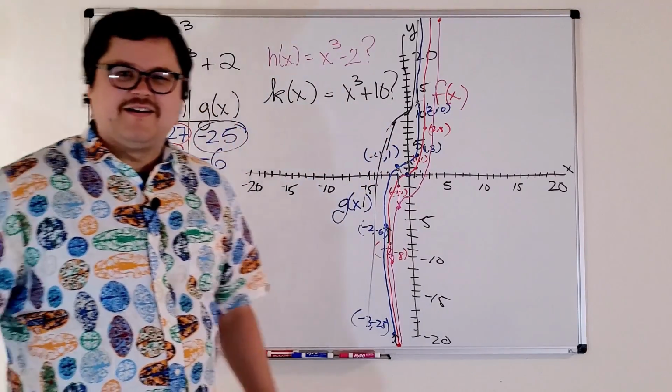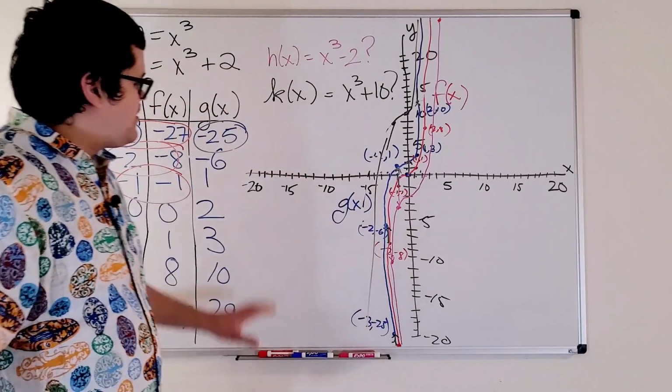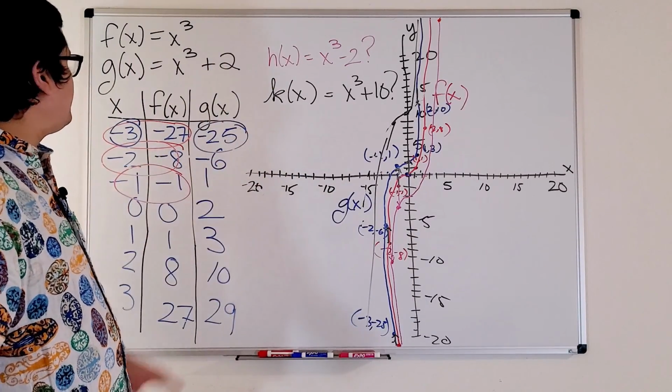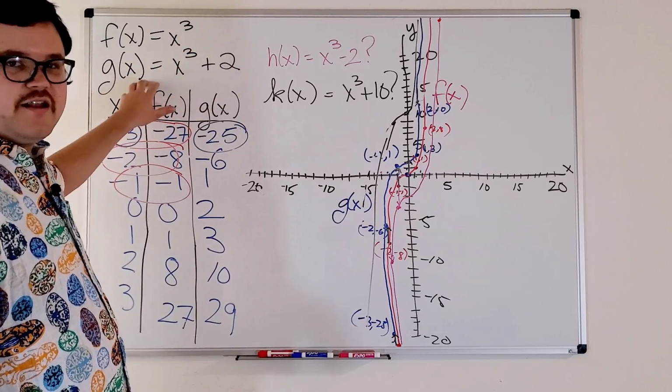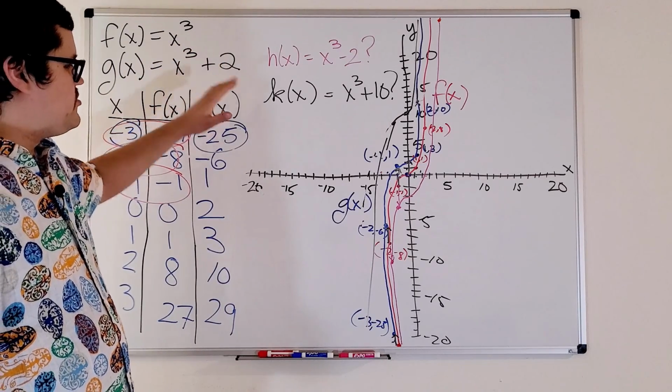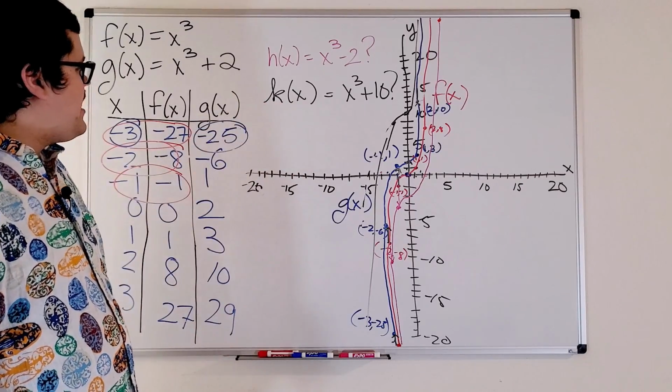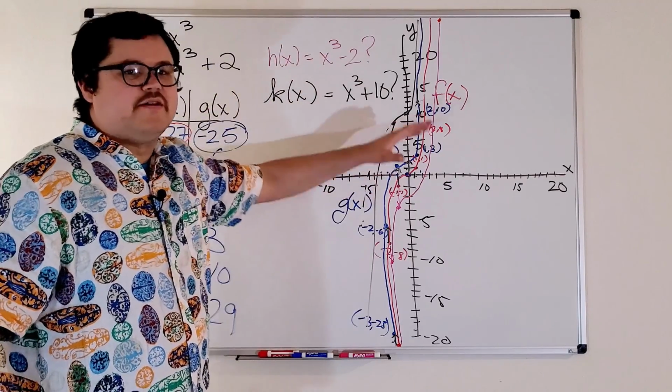Nobody's perfect. Anyway, I think you get the main idea. If you add things at the end of a function, you shift the graph up by the corresponding amount. And if you subtract them, you shift it down.